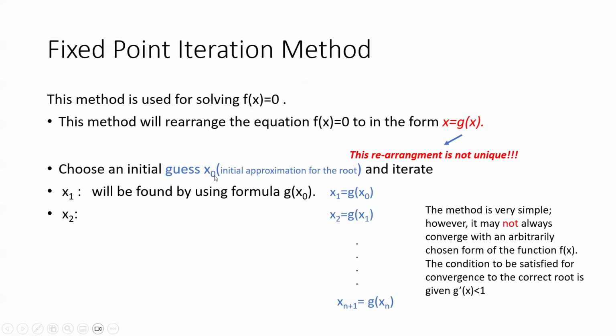To find the next value, x sub 1, we simply plug the initial guess into the function g of x. And now we find the value of x sub 1. Then we take the value of x sub 1 and plug it into g of x, and we get x sub 2. We continue this process and in general, we can write the formula as x sub n plus 1 equals g of x sub n. And this is the main formula used in the fixed point iteration method to find the solution of the equation f of x equals 0.